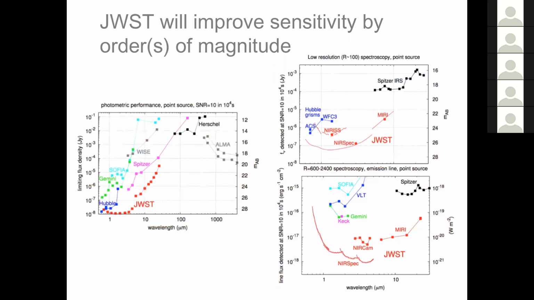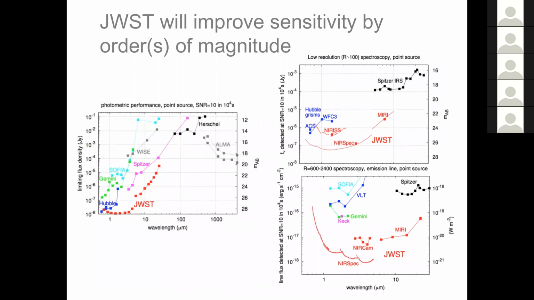So in terms of sensitivity, these plots just show the incredible improvement that JWST will have over existing facilities. On the left, this is the photometric performance for imaging point sources, with a signal-to-noise of 10 in 10 to the 4 seconds. You can see the incredible improvement that JWST will provide at some wavelengths. This is several orders of magnitude, which translates into the square of that in terms of telescope time needed to achieve these flux levels. On the right, this is a similar plot, but for spectroscopy, low resolution and medium resolving power.